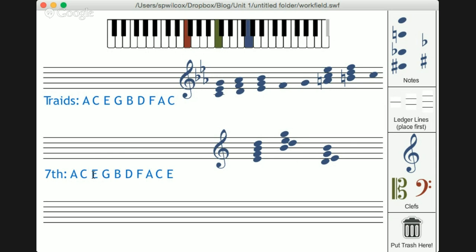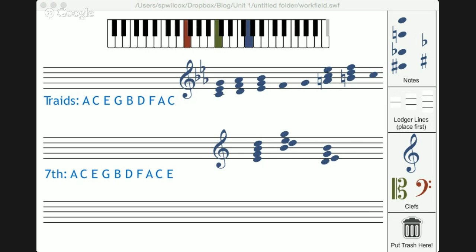So root position seventh chords are called root position. First inversion seventh chords are called 6-5. Second inversion are called 4-3. Third inversions are called 4-2. And hopefully that does it. Okay, yes, that seems to be better. And again, if you need some more time, that's fine. If you want to ask more questions, that is also fine.